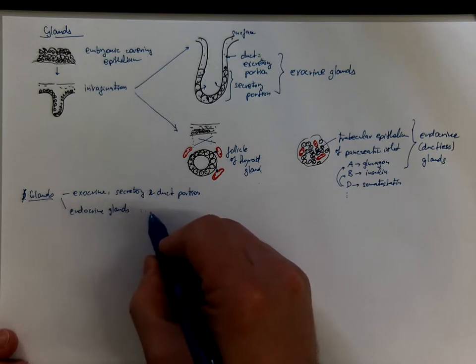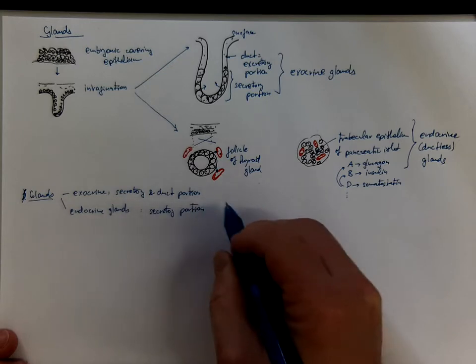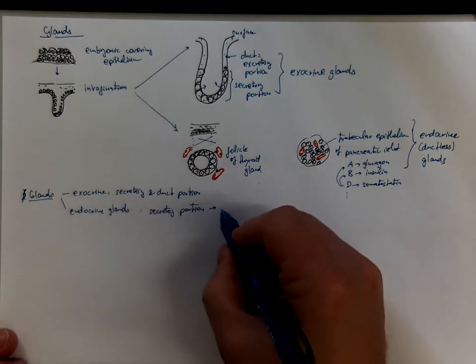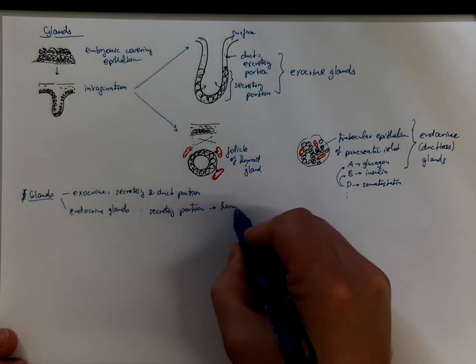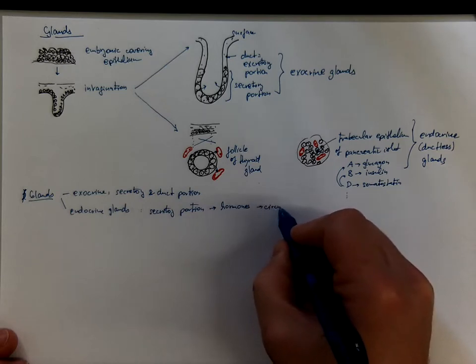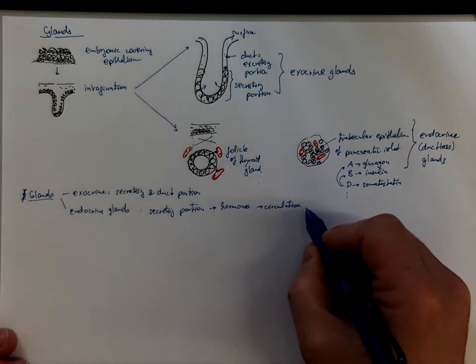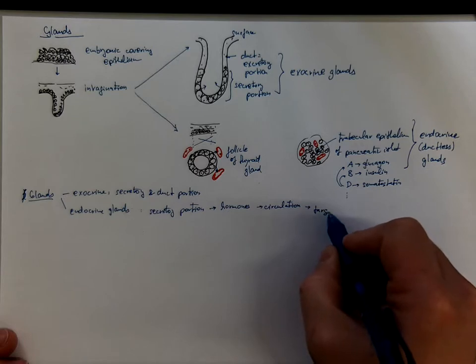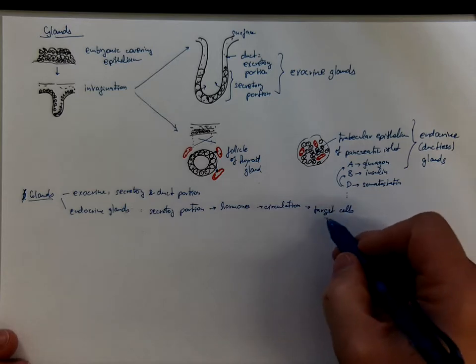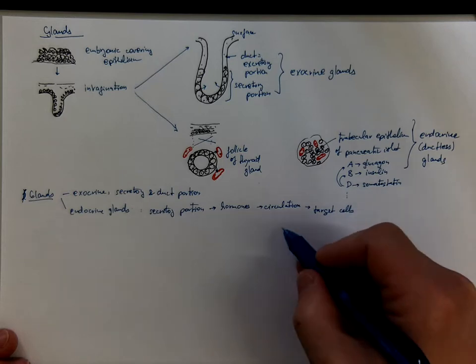The typical large glands have a secretory portion that releases information molecules or substances called hormones into the bloodstream, into the circulation. Via the circulation, the hormones will bind to the target cells. Somewhere in the body, the target cells have receptors, either on the cell membrane or inside the nucleus. They have receptors for that hormone.